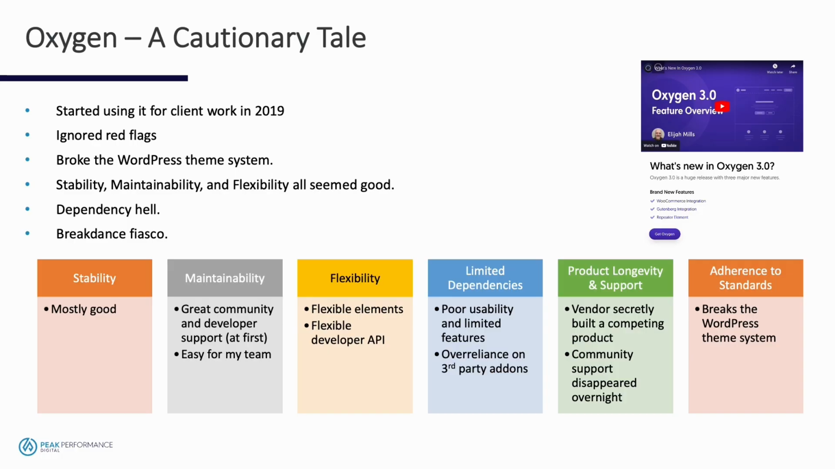In August of 2019, Oxygen released version 3.0, and we started using it for our client projects. There were some red flags, but I was drawn in by the power and the flexibility that it offered, and I chose to move forward anyway. In terms of stability, things were looking pretty good. Version 2.0 had a plan-breaking change that was supposed to future-proof it. Thankfully, that's been mostly okay ever since.